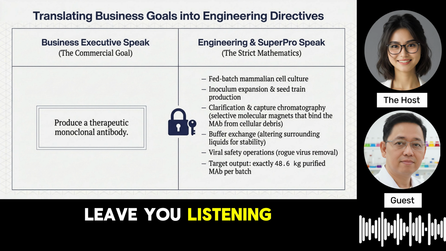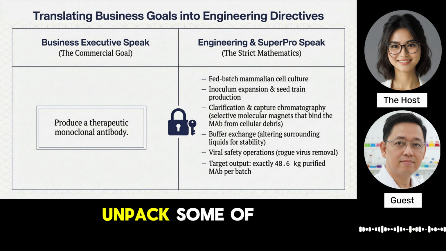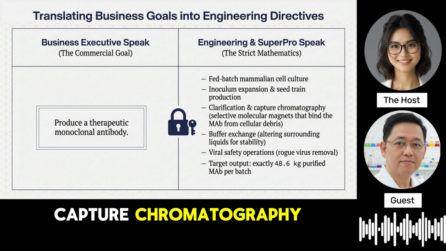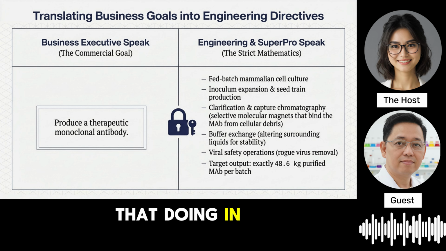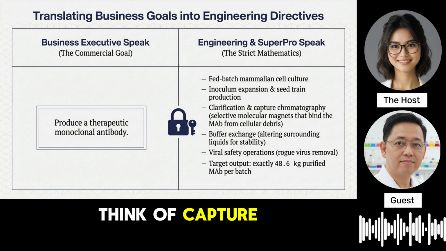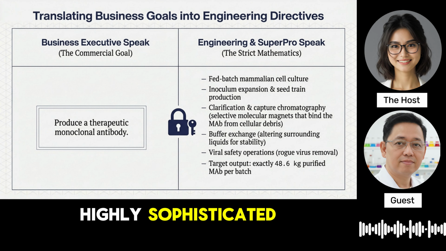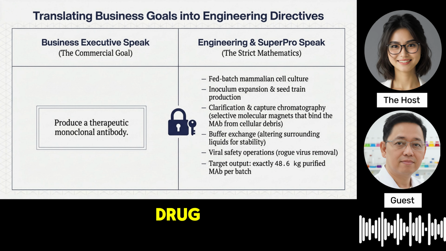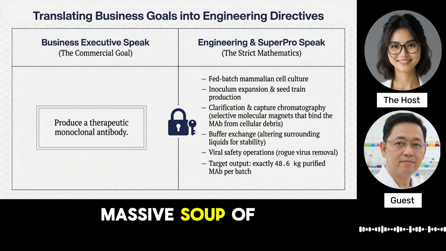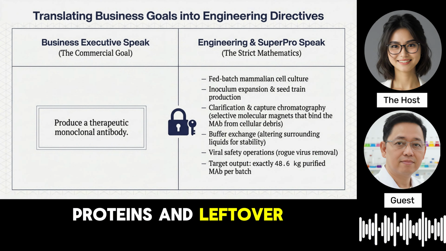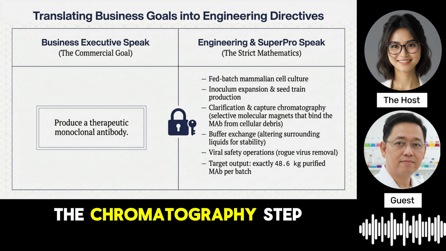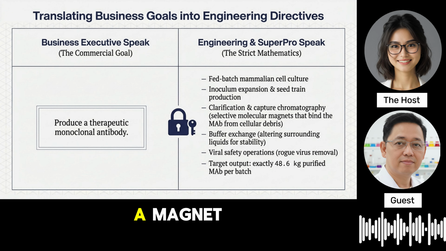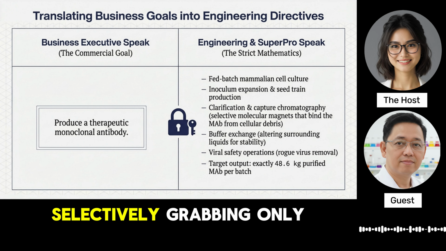But let's not leave you drowning in jargon. We need to unpack some of those terms. Capture chromatography. What exactly is that doing in our digital factory? Think of capture chromatography as a highly sophisticated molecular sponge. Okay. When the cells finish making the drug, the medicine is floating in this massive soup of cellular waste, proteins, and leftover food. The chromatography step uses special resins that act like a magnet, selectively grabbing only the mAb molecules and letting all the garbage wash away.